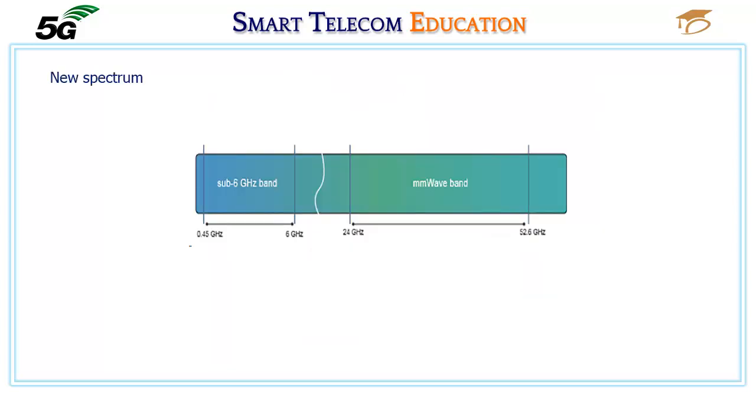A new spectrum needs to be introduced to ensure 5G meets the defined requirements. New frequencies will range from 450 MHz to approximately 50 GHz. High-frequency bands will deliver faster data rates and extended capacity, especially at mmWave bands, above 24 GHz.